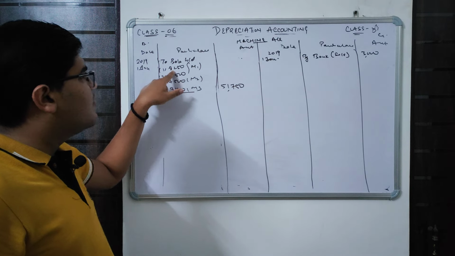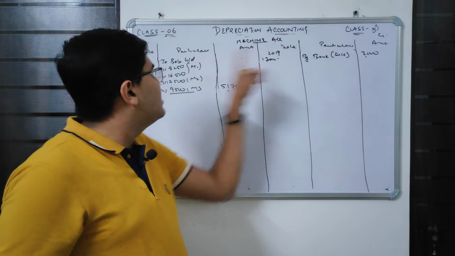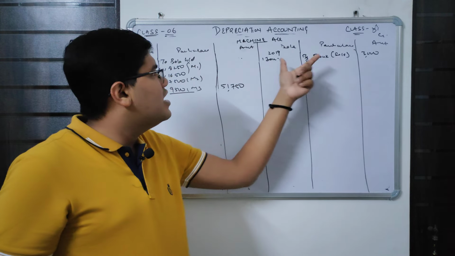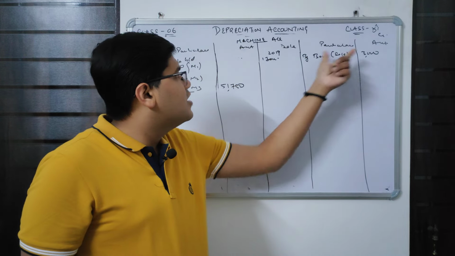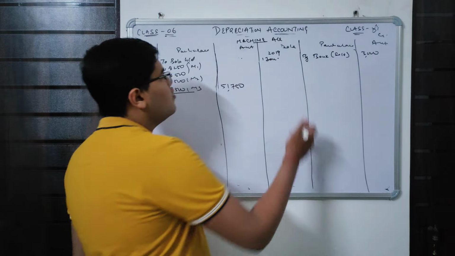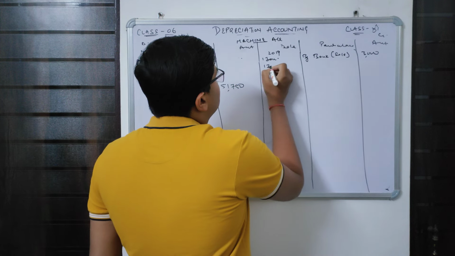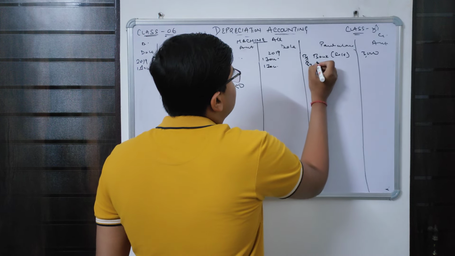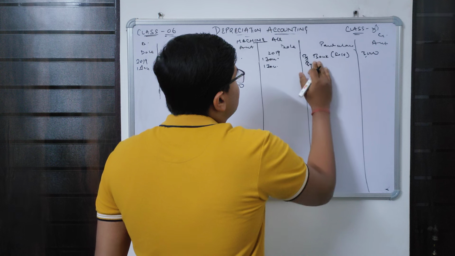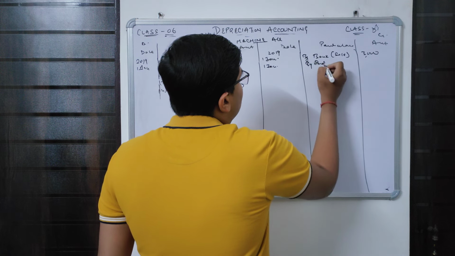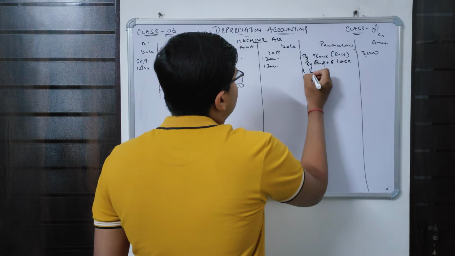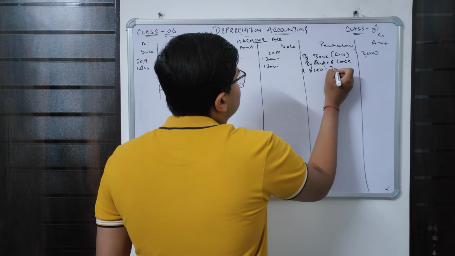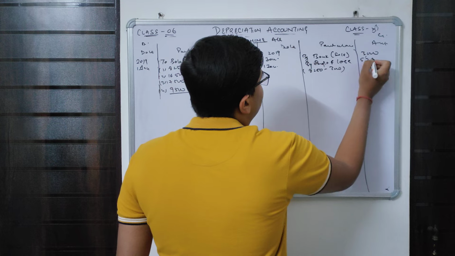So 8,250 and the sale value is 3,000. Directly we can minus it. So we are incurring the loss of rupees 5,250. You can straight away show here, no need for depreciation. So by profit and loss account, we are incurring the loss. You can show here 8,250 minus 3,000. So it will be 5,250.